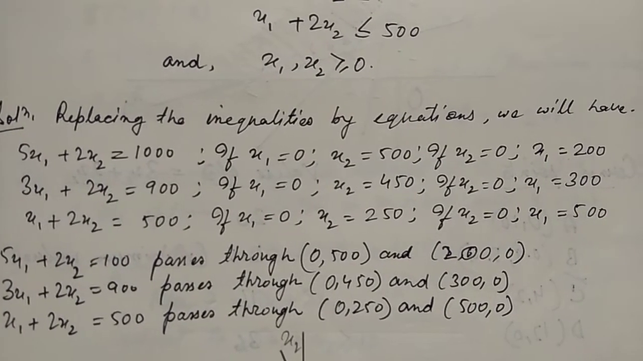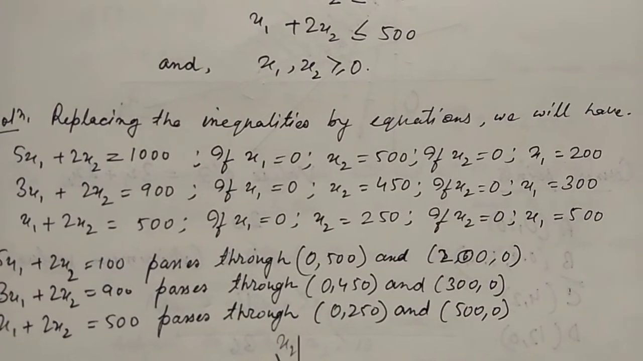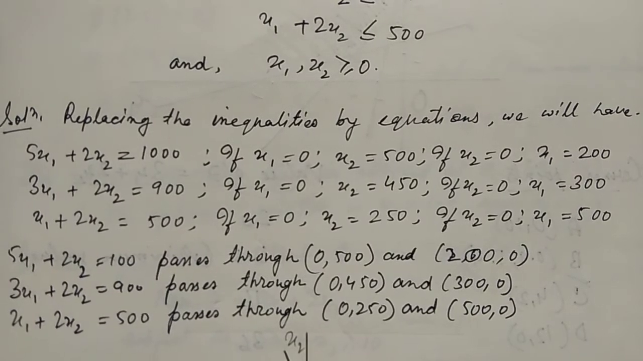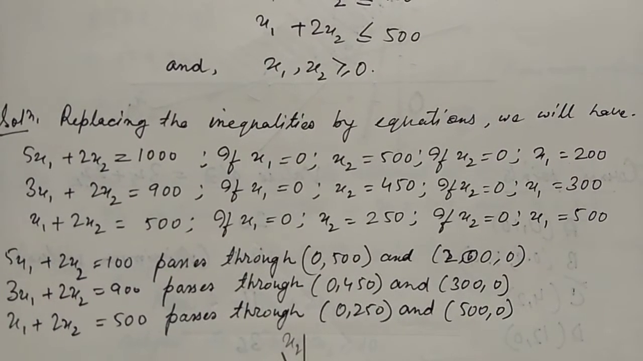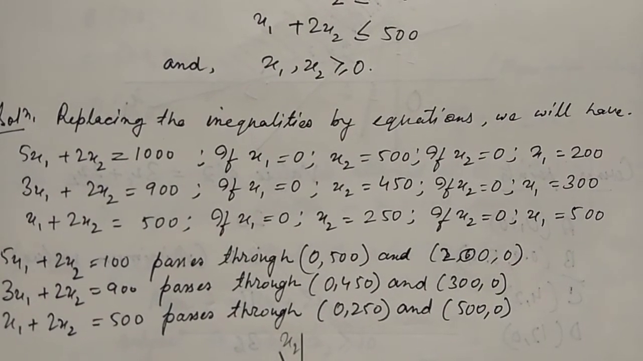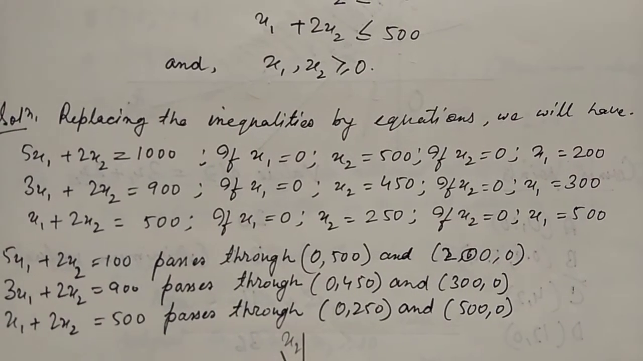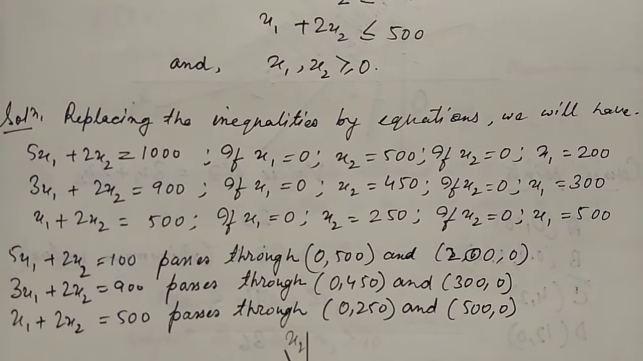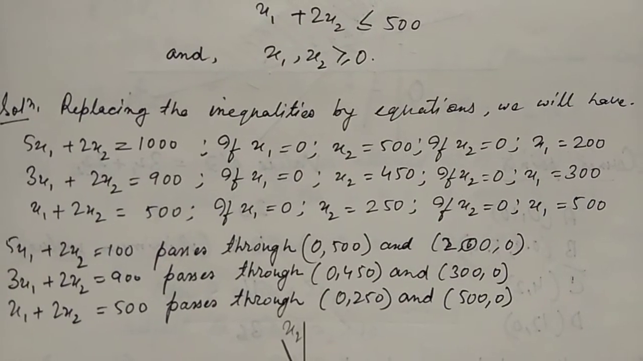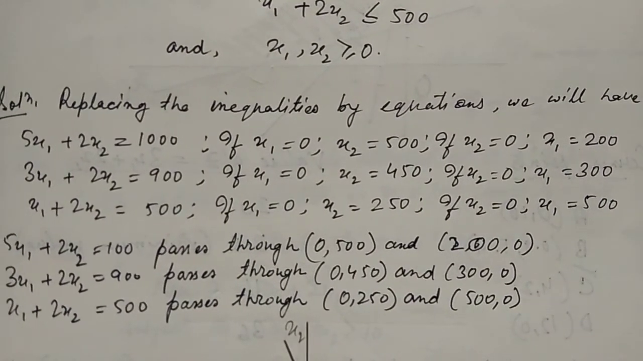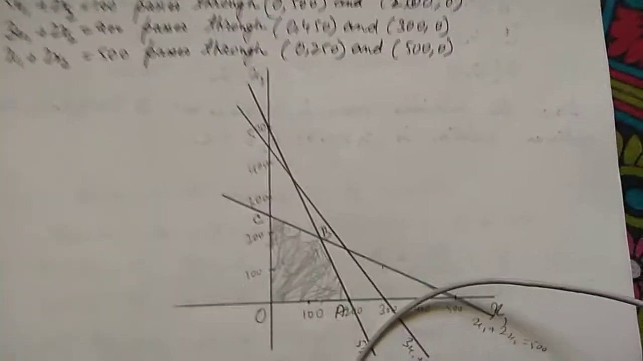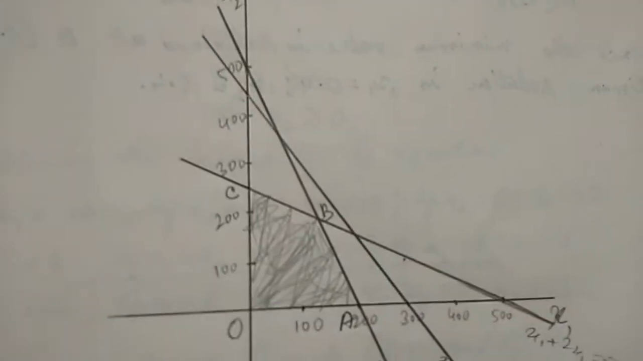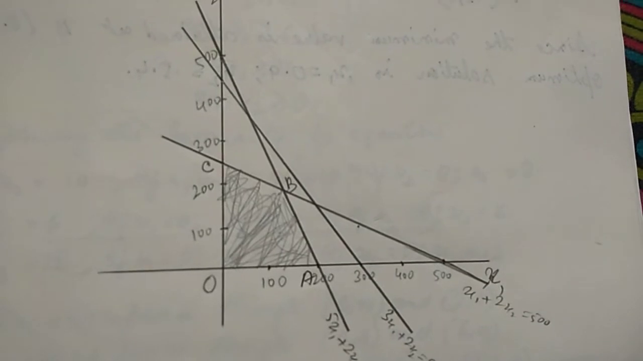We first take x1 as 0 and solve for x2, and then we take x2 as 0 and solve for x1. This is how we arrive at different points, and with the help of these points we can draw 3 straight lines for the 3 equations. So after drawing the equations, our graph looks like this.